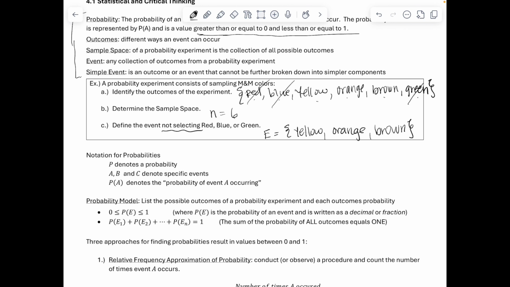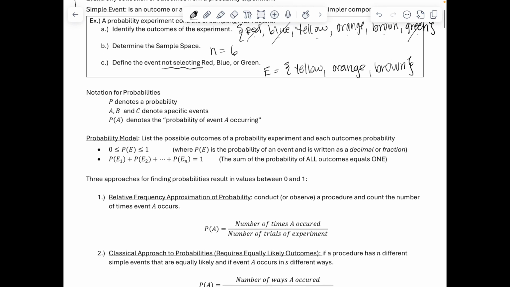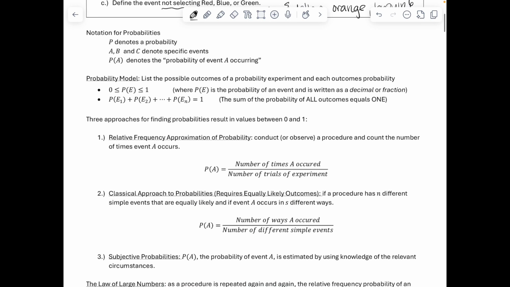So notation for probabilities says let P, a capital P, denote probabilities. A, B, and C denote specific events, and you can use different letters than just A, B, and C, and you could also write this out in words. And then P of A in parentheses denotes the probability of event A occurring. And again, it doesn't always have to be the letter A there. A probability model lists the possible outcomes of a probability experiment and each outcome's probability.